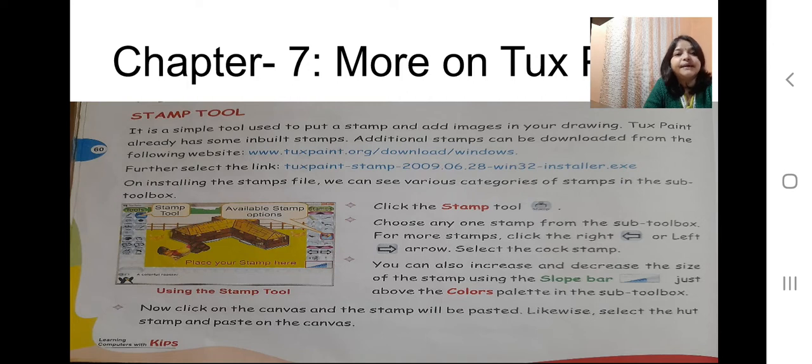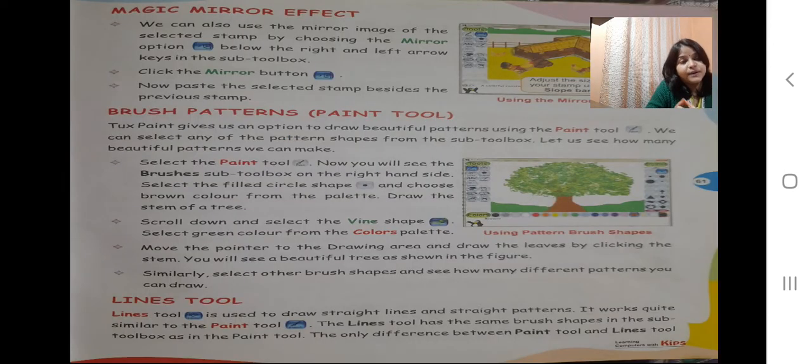Next, the magic mirror effect. Now what is the magic mirror effect? Whenever you stand in front of a mirror, what do you see? You see your identical image in the mirror, just that your left hand side appears as right and the right hand side appears as left. So we can also give the magic mirror effect to the stamps using the magic mirror tool.